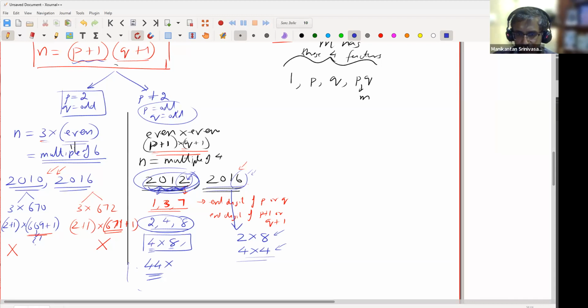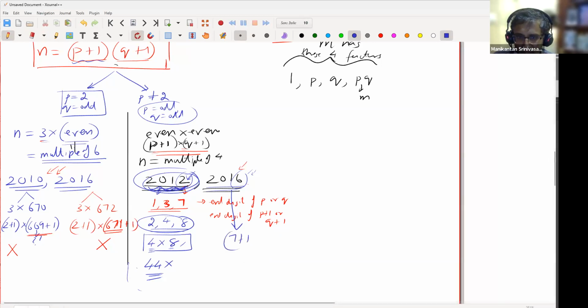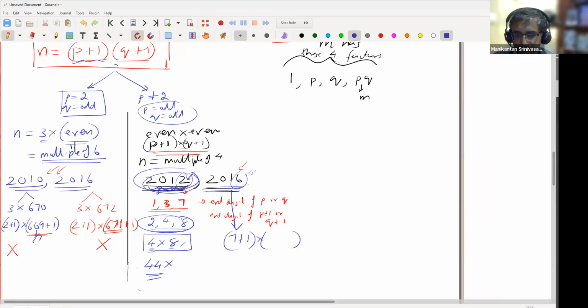Now, let's try for the first one. The first prime number ending in 2 or 8 would be 7, since 7 plus 1 is 8. So 2 times 8 and 4 times 4, right? Let's try 8 times what. 8 times what will give 2016? 8 2s are 16, 8 5s are 40, and then 2. Okay, 252, right? Which is 251 plus 1.